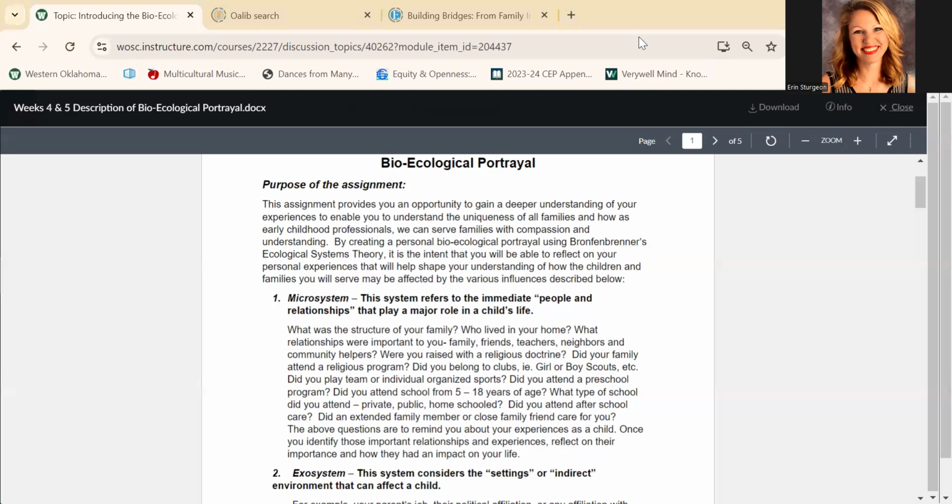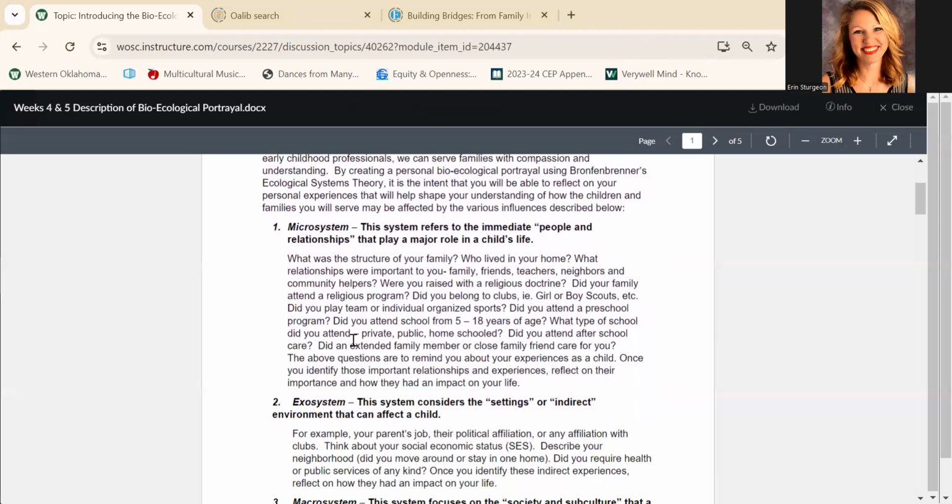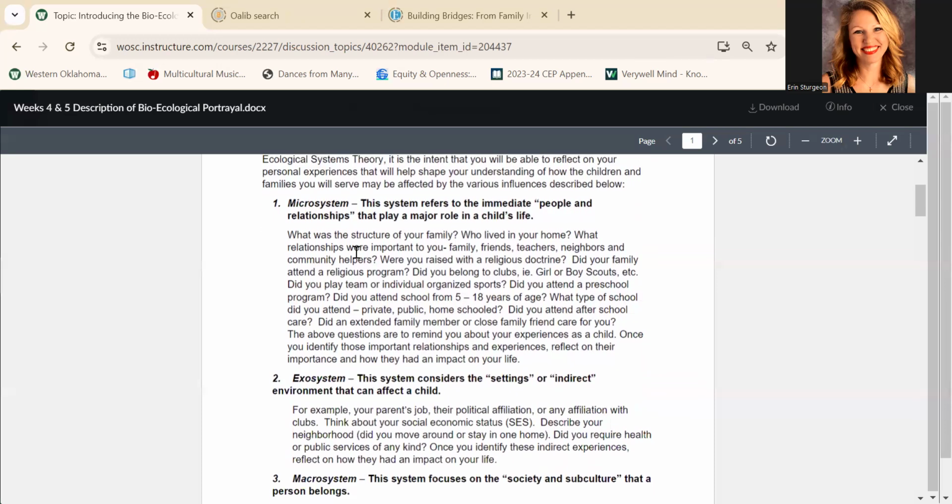Back to our instructions. So this is just reflection in your brain, notes that you're probably going to take and write down, but nothing that you're turning in on this first part. This is just refreshing your memory on what the microsystem is, the immediate people and relationships that play a major role in a child's life or in anyone's life, but we're thinking about childhood. And so some questions for you to think about and answer on your own.